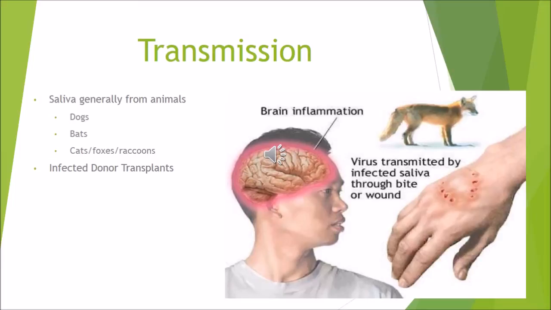A human can even pass it one to another. There are documented cases of an infected donor transplant giving the rabies virus to a recipient of the organs. While it is technically possible a human could bite another human and give them the rabies virus, there has been no documented evidence of this ever happening.